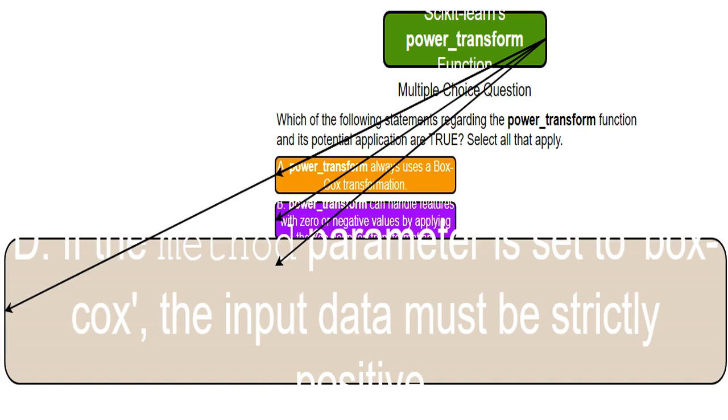This statement is correct. If you explicitly choose the Box-Cox transformation, by setting the method parameter to Box-Cox, then your data absolutely must contain only positive values. Otherwise, the transformation will fail. This is a crucial constraint of the Box-Cox method.